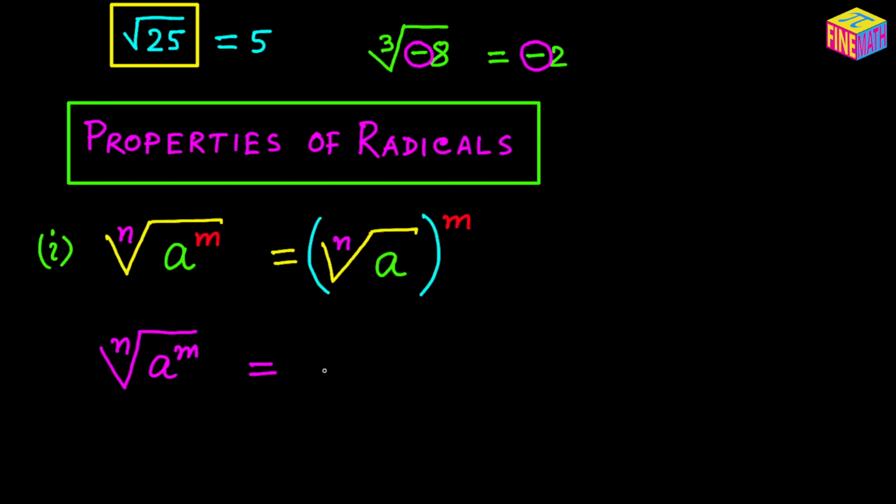This can be written as a to the power m, whatever is the radicand, whole to the power 1 by n. That is from the concept of root and radical. And then can we write it like this? So this will become a to the power m times 1 by n.